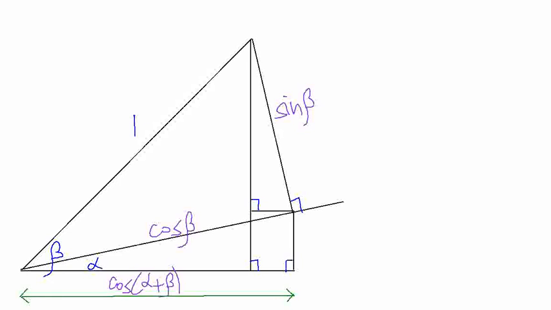Okay, now again, that is the leg of the right triangle with a hypotenuse of length cosine of beta, and that leg is adjacent to the angle with a measure alpha. So all of that is to say that the length of that side is the hypotenuse length times the cosine of alpha. Okay?